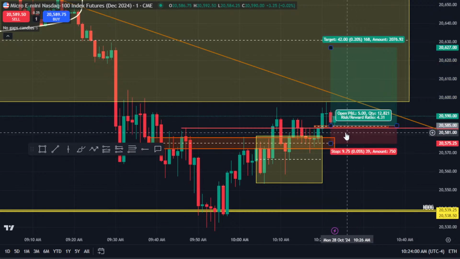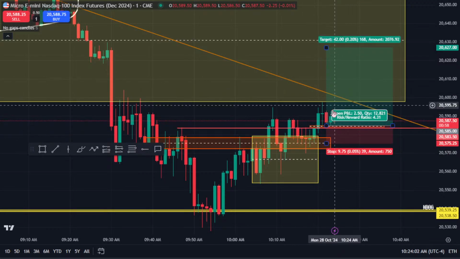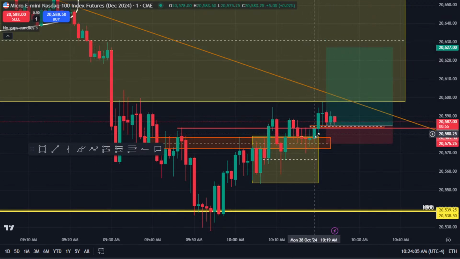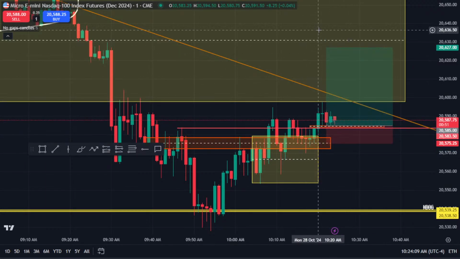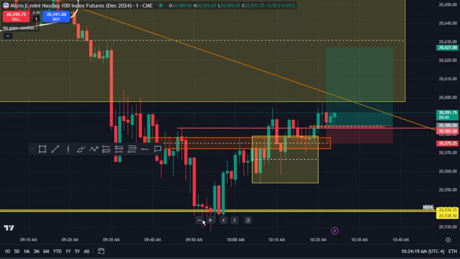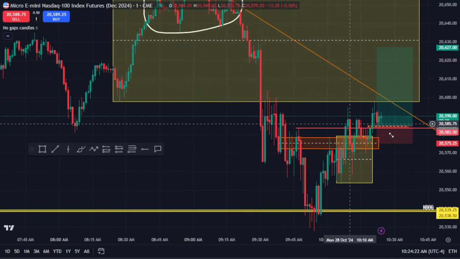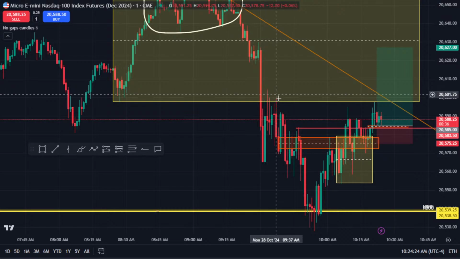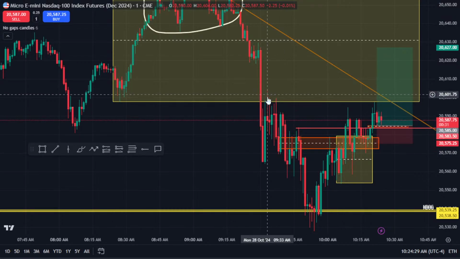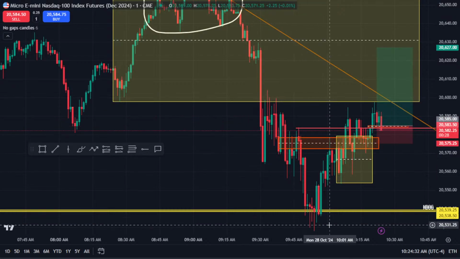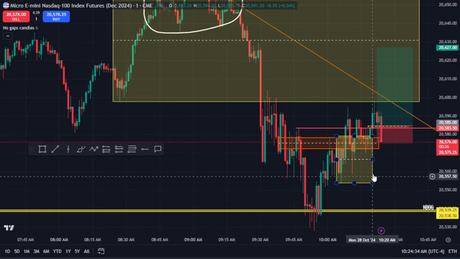Especially if this move up doesn't put in a high and we end up closing below this candle's low, we're not getting that move higher just yet. If real could just manipulate this high here that sent us lower, then come lower. But see, yeah.